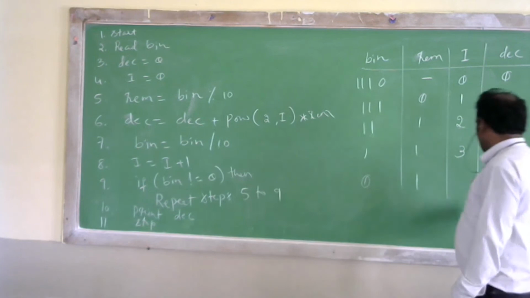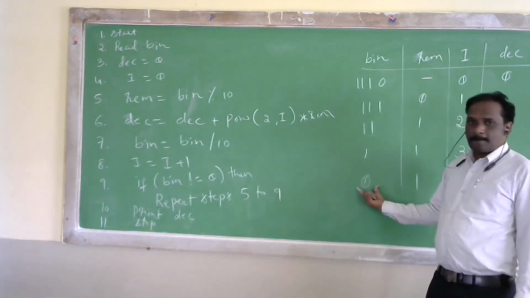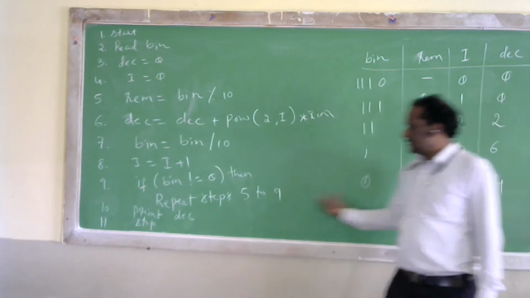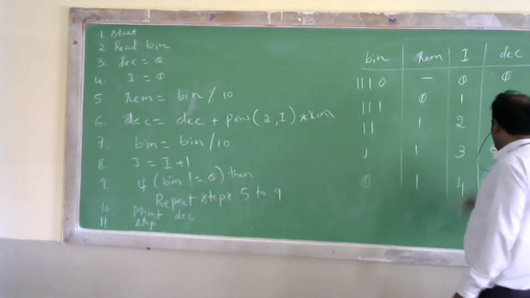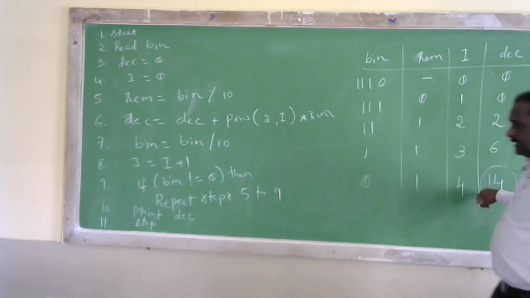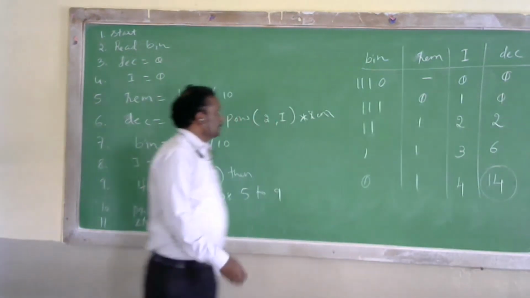I is equal to I plus 1. I value is 4. Is binary not equal to 0? False. False means come outside. Print decimal value. So what is the decimal value? Decimal value is 14. Then stop.